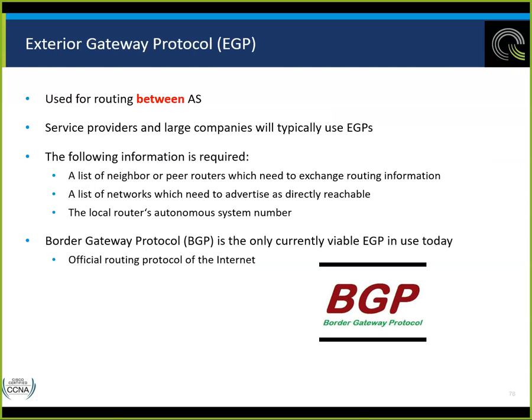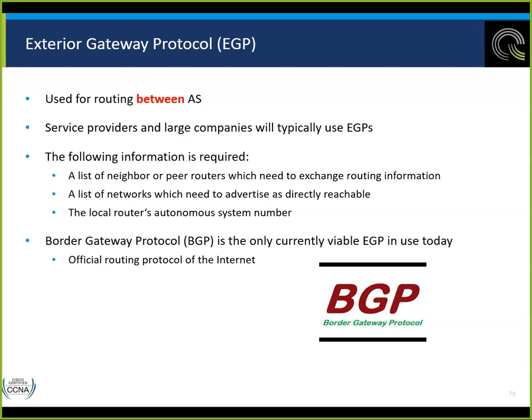Exterior gateway protocols are used for routing between autonomous systems. We looked at that a little bit with the Packet Tracer for BGP. Service providers and large companies are going to use exterior gateway protocols. BGP is the only Internet exterior gateway protocol in service today. The following information is required: the list of neighbors. When we looked at the configuration, we had to specify the neighbor, the autonomous system number, and a list of neighbors or peer routers with which we're going to exchange information.